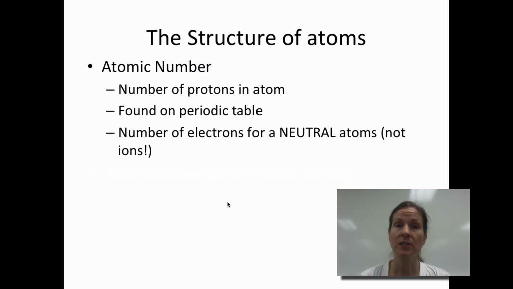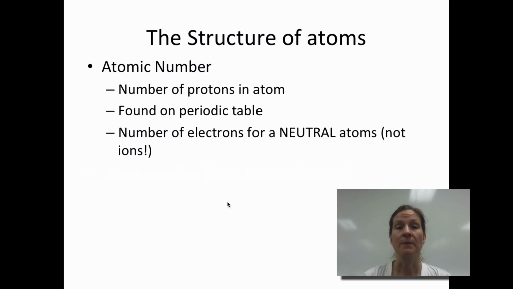The first number you'll need to use, and you'll use all year, is something called the atomic number. The atomic number is found on your periodic table. In any box on your periodic table, it's the whole number. So carbon is 6 and oxygen is 8. It's that whole number, not the decimal. And that number refers to the number of protons in any given atom.